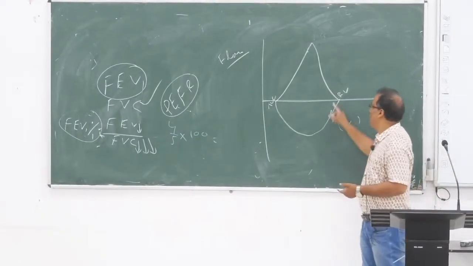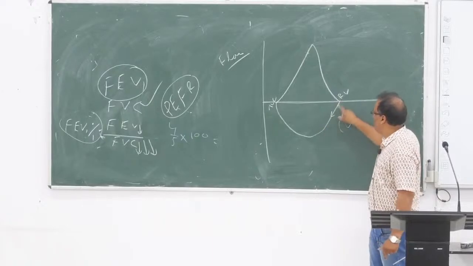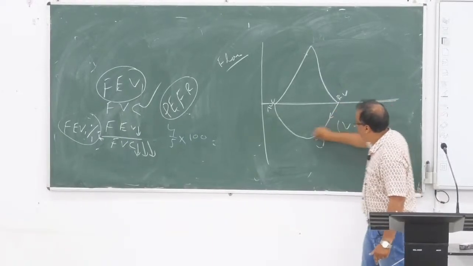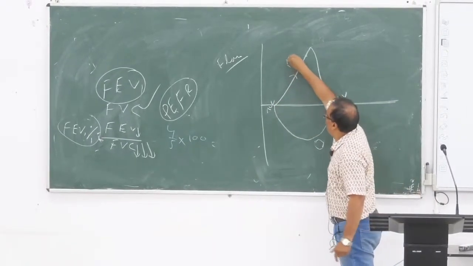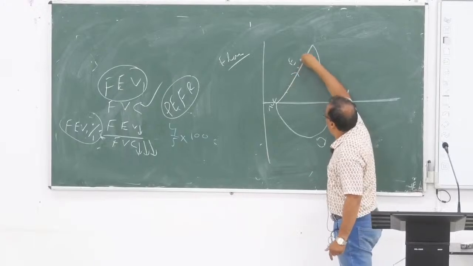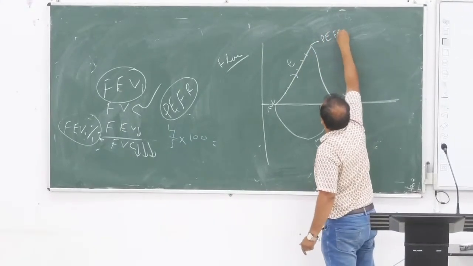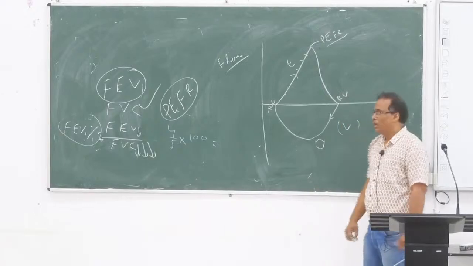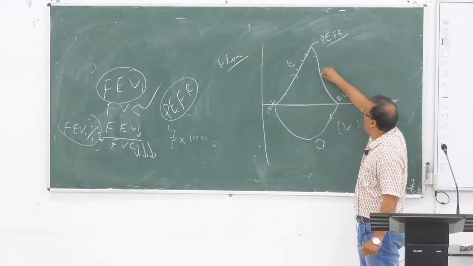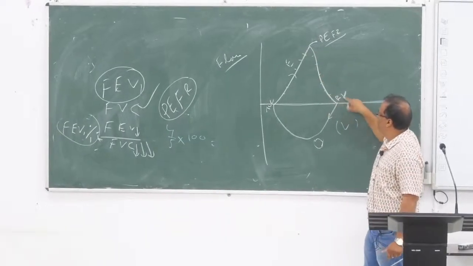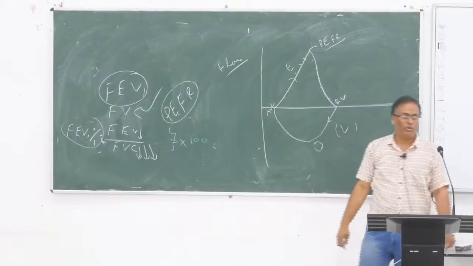But theoretically, if you understand, this is the inspiratory phase, and this is the expiratory phase, and these are the flow rates, and this is the point, this is the peak expiratory flow rate. Peak expiratory flow rate, and then down, and after this is the residual level.